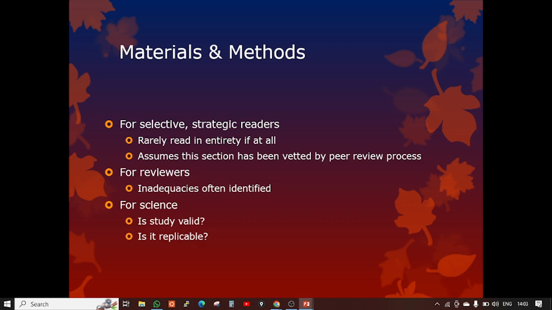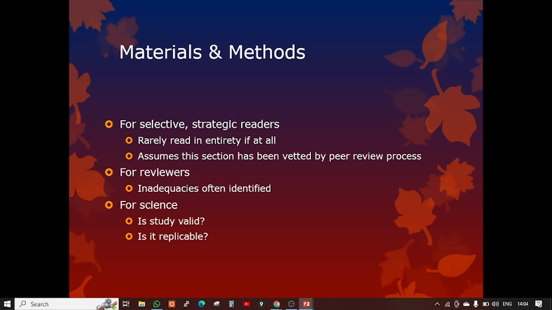For selective and strategic readers, you have to write in such a way that the reader rarely reads the entirety of the article, because the materials and methods sections are actually normal things. We are purchasing this chemical from somewhere, the purity of the chemical is this, and we are using Winkler's method for this, because these are already discussed and already known by the readers or the scientific community. So rarely are these materials and methods focused on by readers; many readers just skip them. So assume this section has been vetted by the peer review process.